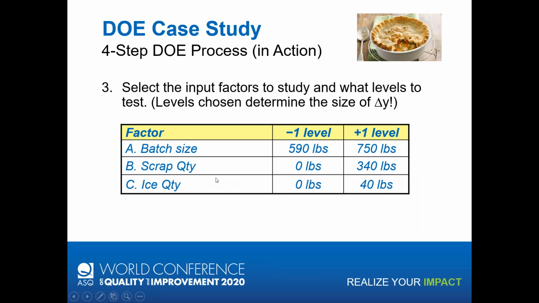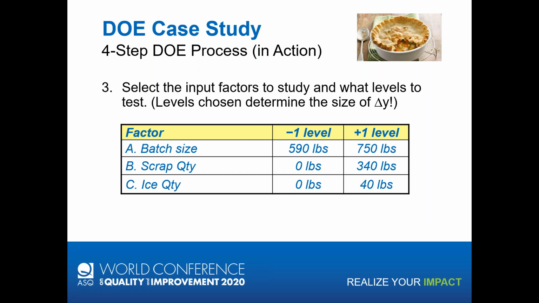Okay, putting that on hold for a minute, we're going to return to our factors. We have to put our input factors in. So batch size, here's the 2 batch sizes, 590 pounds to 750 pounds. Now I have no idea why they did 590 here versus 600. And perhaps that was just what it turned out to be in the manufacturing process.